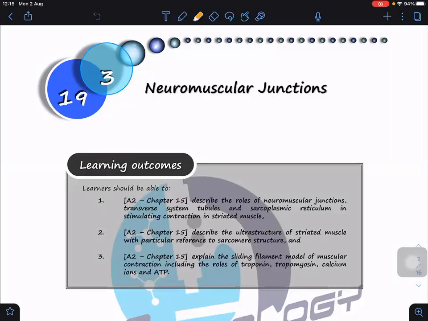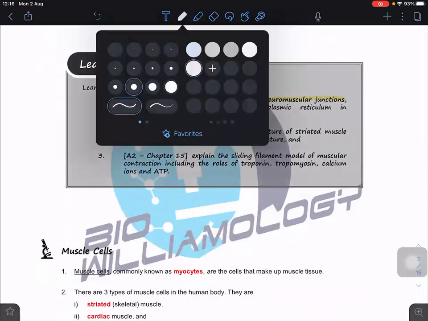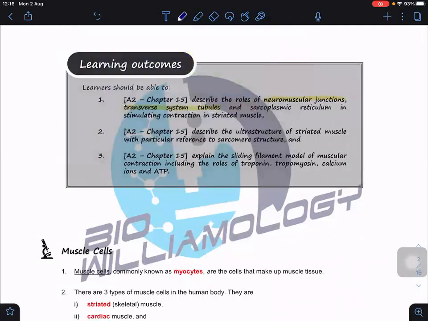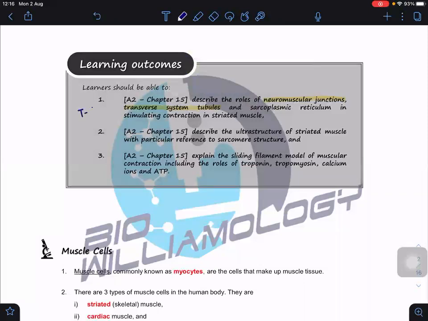Okay, it's neuromuscular junctions. So what are the learning outcomes that we need to learn from these subtopics? First of all, we need to describe the role of the neuromuscular junction, transverse system tubules, or in our syllabus, we term it as T tubules, and then the sarcoplasmic reticulum, or endoplasmic reticulum, or smooth ER, in stimulating contraction of the striated muscle.